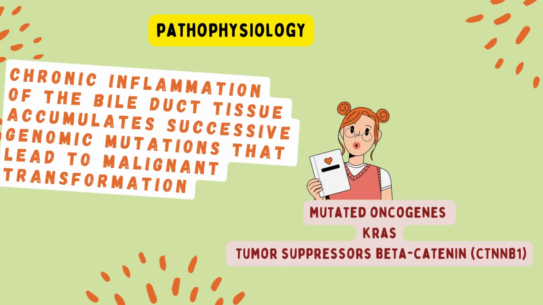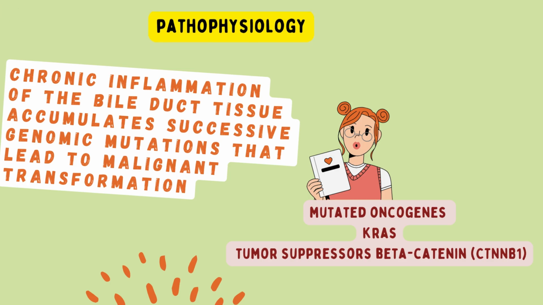Do you know what the pathophysiology behind CA gallbladder is? Basically, chronic inflammation of the bile duct tissues accumulates successive genomic mutations that lead to malignant transformation. The mutated oncogenes for CA gallbladder are KRAS and the tumor suppressor beta-catenin.